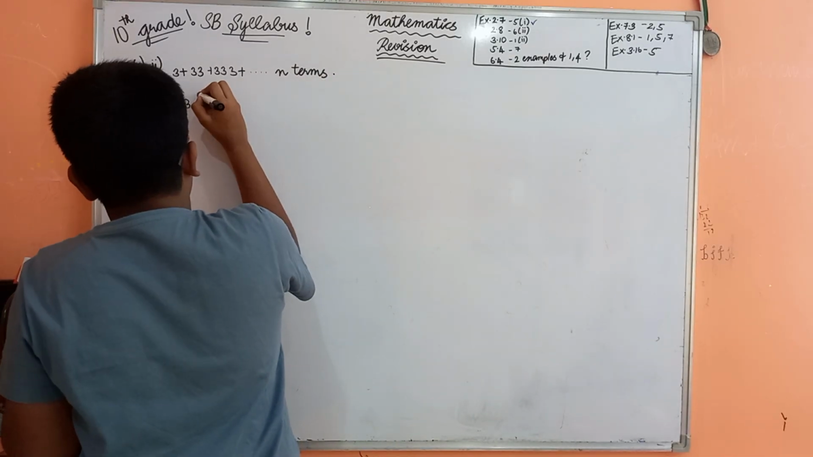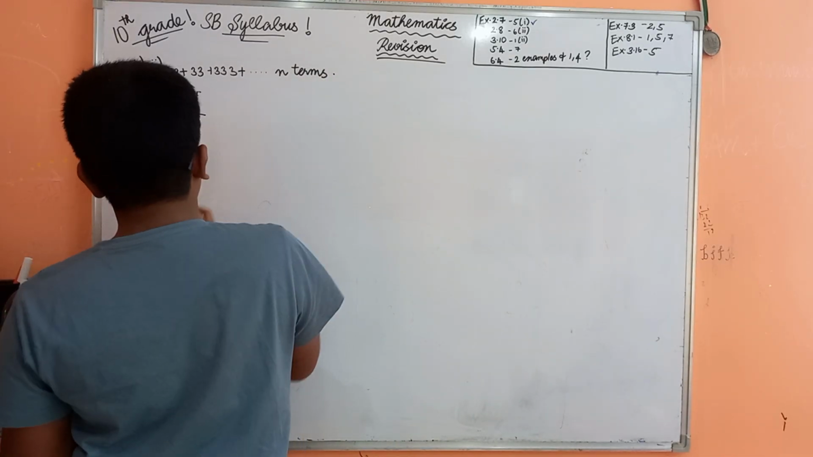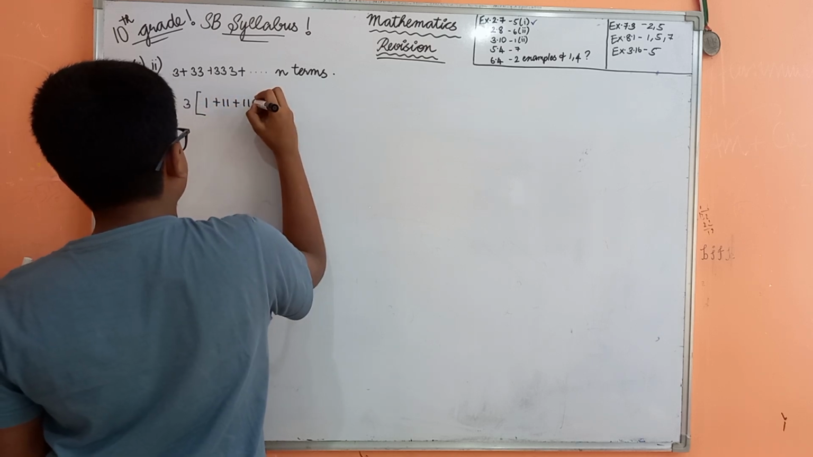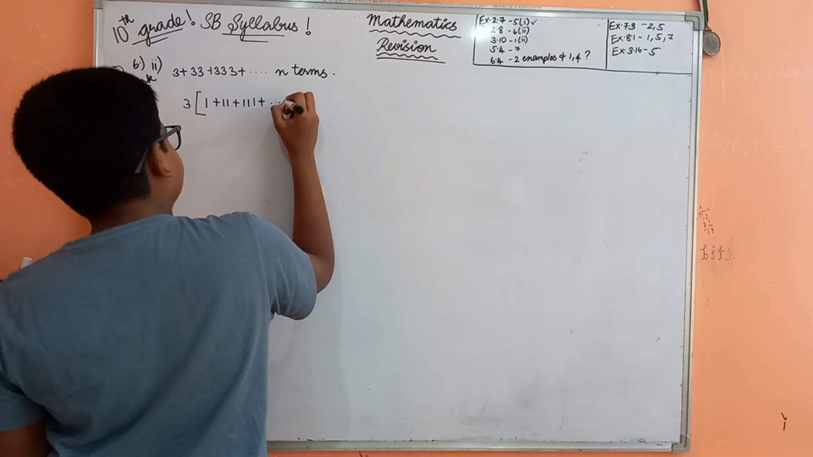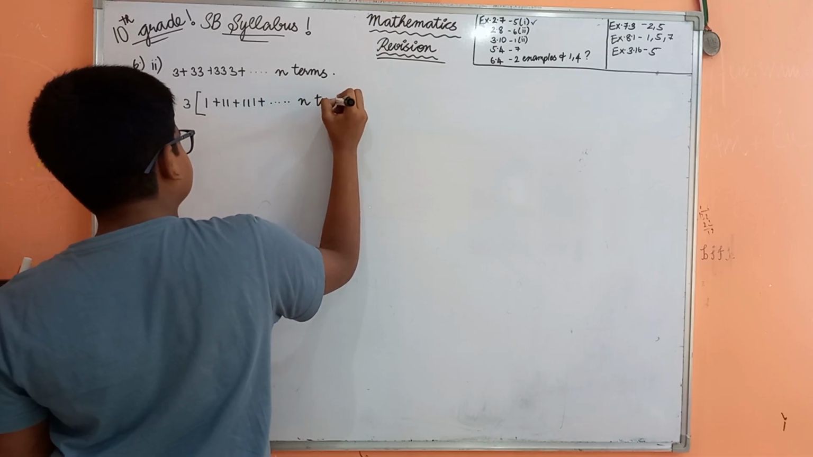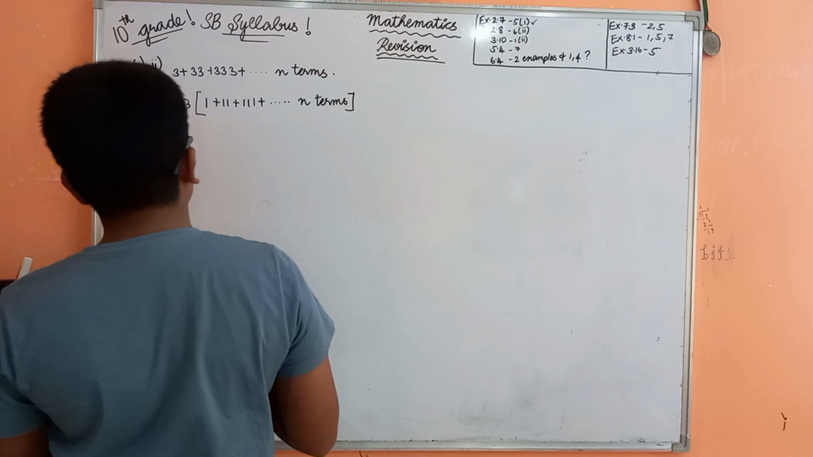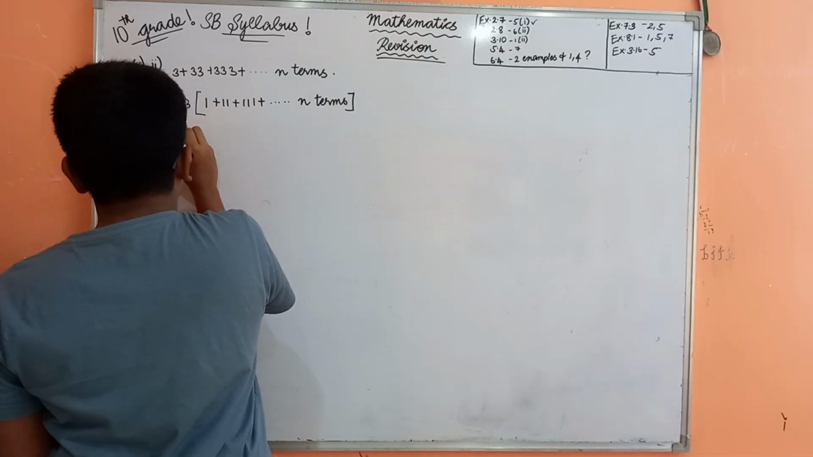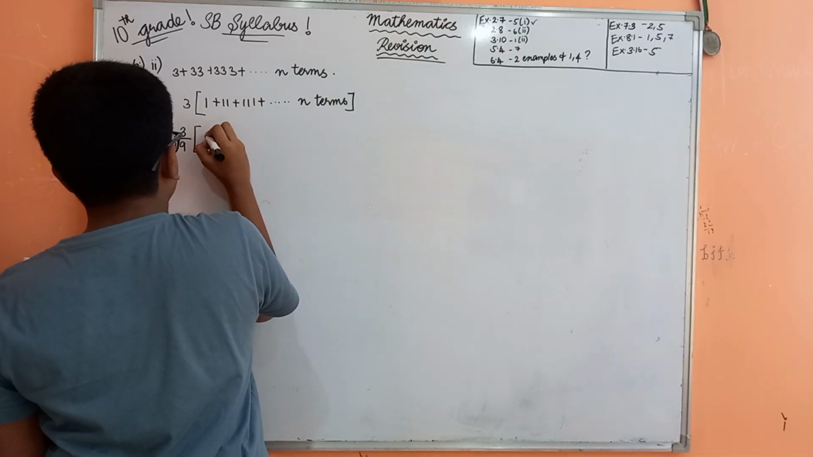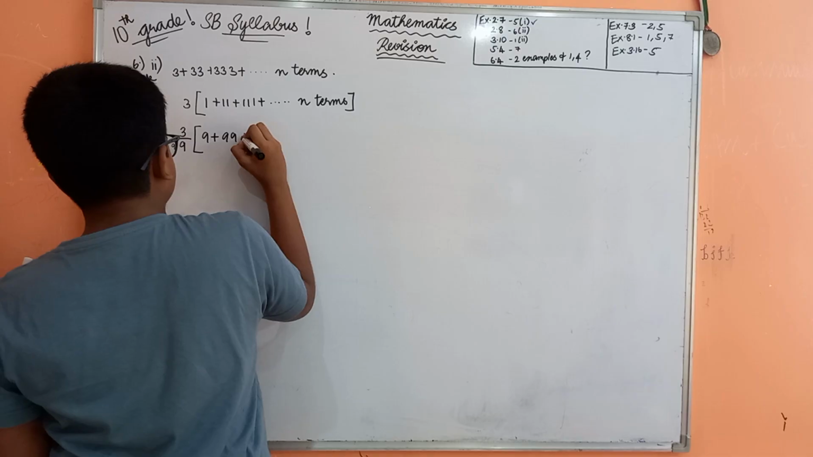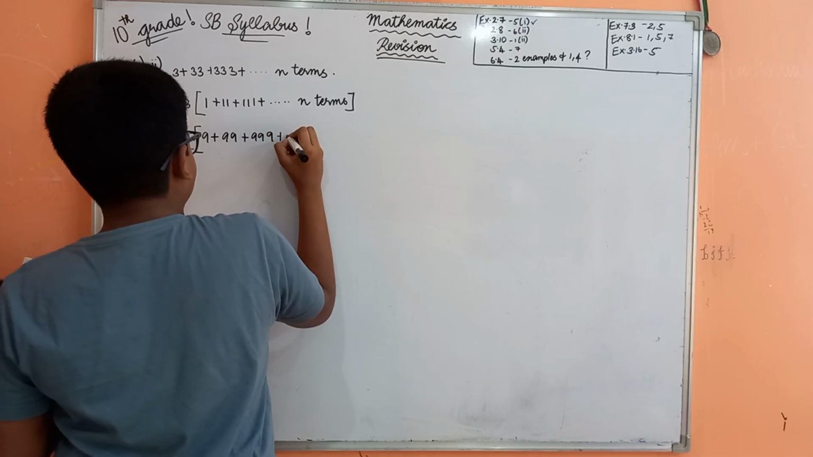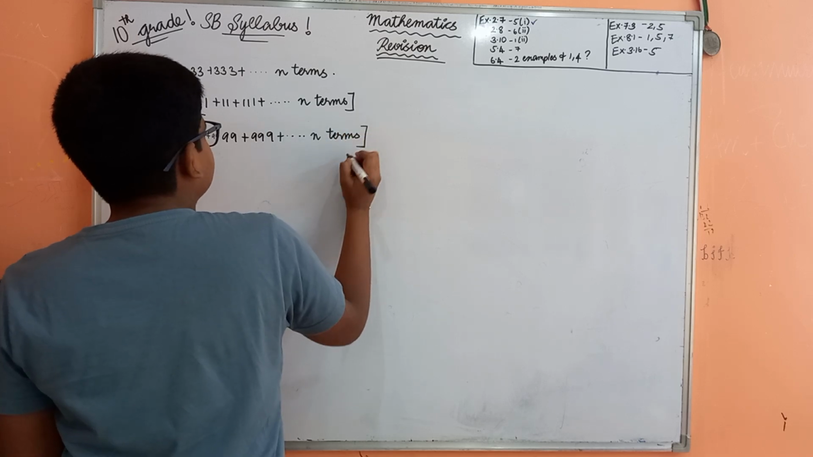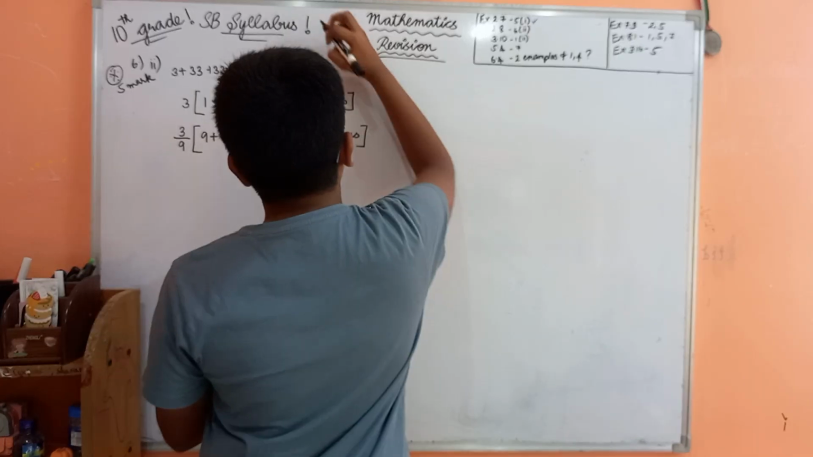So we can take 3 here and we can't put x, just put 1. So 1 plus 11 plus 111 plus dot dot to n terms. So the next step is that you gotta multiply and divide by 9. So 3 by 9 will give you 9 plus 99 plus 999 plus dot dot dot to n terms. So this is series 1.